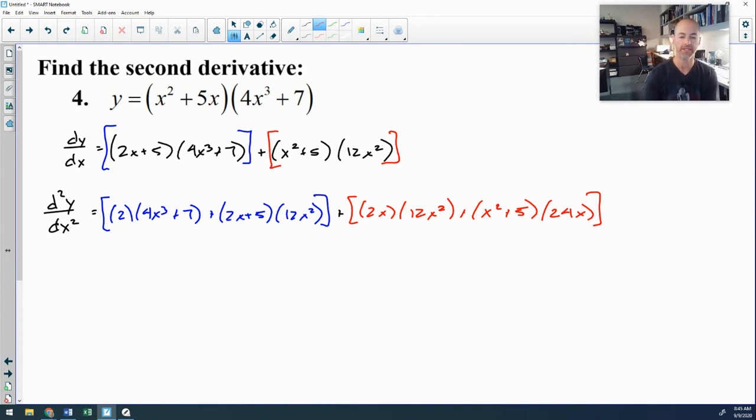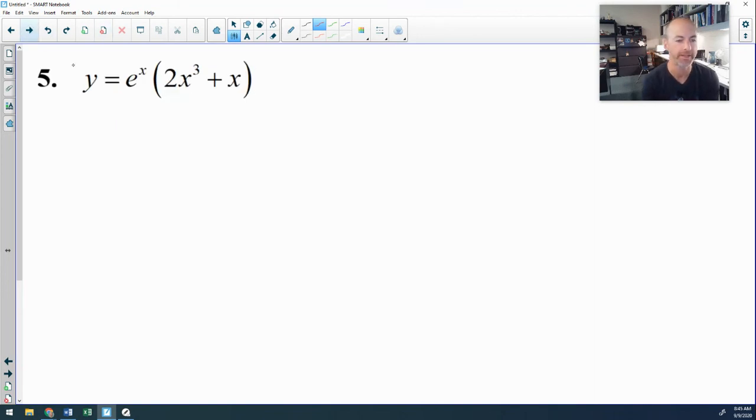It's so ugly that I just want to quit, although I could fairly easily distribute and combine some like terms, but I don't care. And the last example, finally, this one, and I think this is the last one. Yes, it is. All right, so here I have no algebra options to simplify this. It's an exponential function with a polynomial. You cannot avoid the product rule on this one.